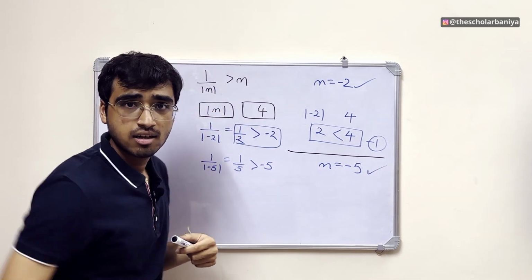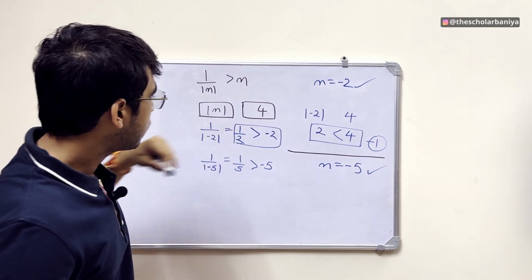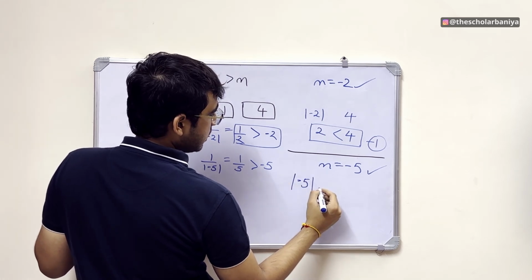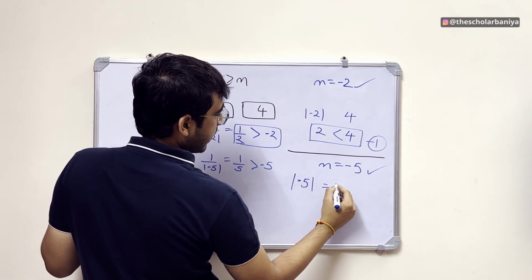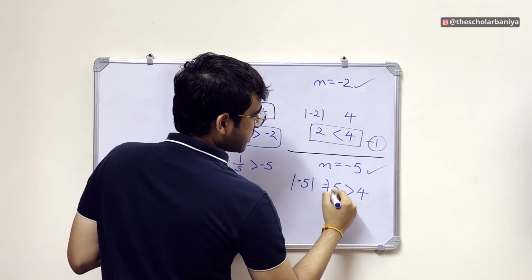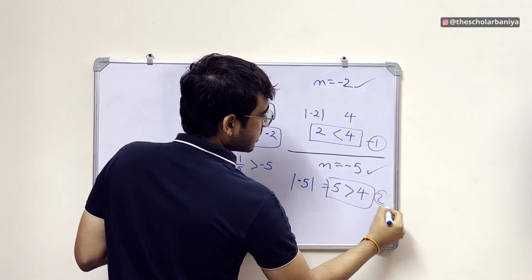So we can take this value of n. Now if we put it over here, this will be mod of minus 5, which is equal to 5, right? Which is greater than 4. So this is the second part.